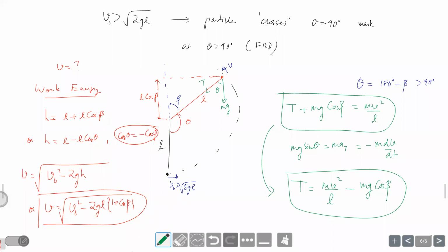So again, if you analyze these two equations, you'll see that as you're going up, your V is decreasing. And as you're going up, your tension is also decreasing, because your mg cos beta term is increasing, and on the other hand, your v square term is decreasing. So it's a decreasing quantity minus an increasing quantity. So overall, your tension is going on decreasing further from 90 onwards. Okay. So then what is the critical point for tension? The furthest point, that is where the tension will be minimum if you are completing vertical circular motion.